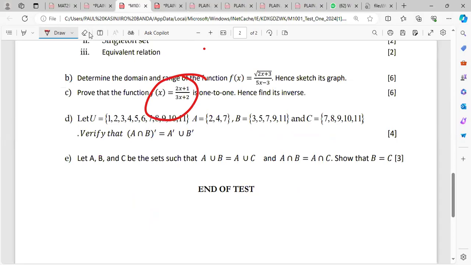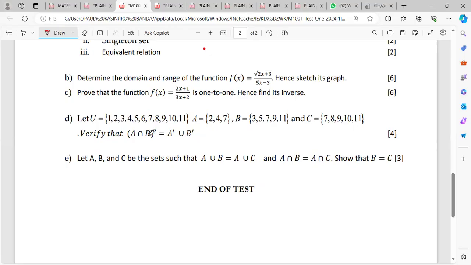So we are on D now. So D, what does it say? Okay, they're saying let U be equal to 1, 2, 3, all the way up to 11. And then A is 2, 4, 7. B is 3, 5, 7, 9, 11. C is 7, 8, 9, 10, 11. So they're saying verify that the complement of the intersection of A and B is equal to the complement of A union the complement of B.